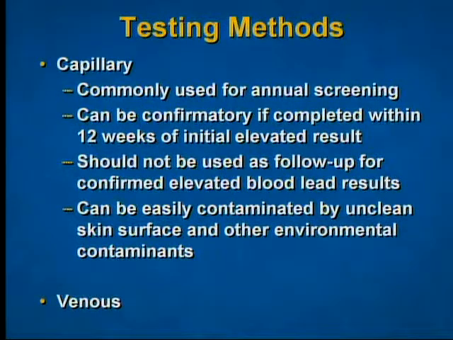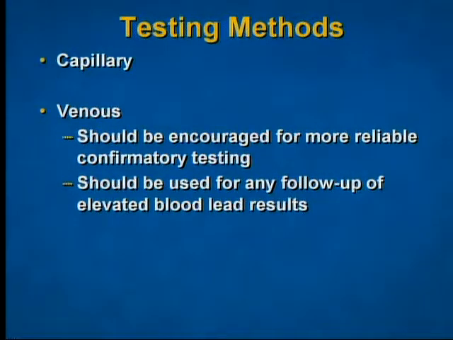And that is because capillary testing can be easily contaminated by unclean skin surface and by other environmental contaminants that children can encounter both at home and in the office. Venous testing is considered the diagnostic test to determine if a child has blood lead levels that are elevated. And it's the one that we really should be encouraging as the more reliable confirmatory test method. It should be used for any follow-up that is done for a confirmed elevated blood lead level.